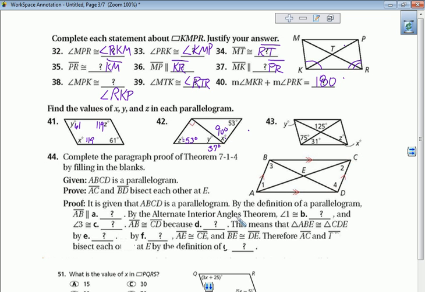Okay, let's skip to 44. They ask us to complete this paragraph proof. It says ABCD is a parallelogram. Prove that AC and BD bisect each other at E. So for this one, AB is parallel to CD.